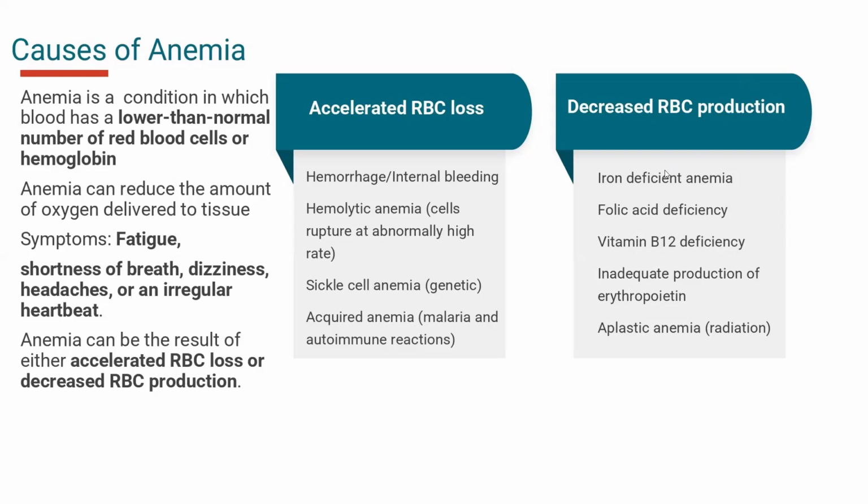Decreased RBC production: iron deficiency anemia, somebody who has a problem with nutrition. Folic acid deficiency, vitamin B9, vitamin B12 deficiency, inadequate production of erythropoietin. Different causes might be in some cases related to chronic renal failure as well. Aplastic anemia, somebody who was exposed to radiation.